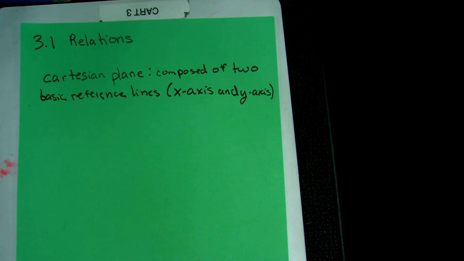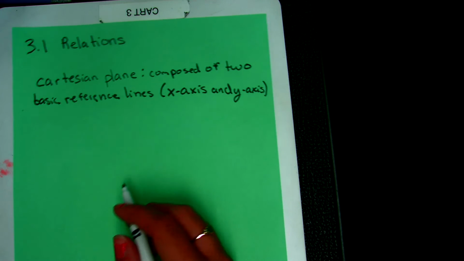Okay, so this plane extends indefinitely and is divided into four quadrants, because the two axes, the x-axis and the y-axis, are perpendicular and create four quadrants. So the important components of the Cartesian plane, I'm going to go over with you now.